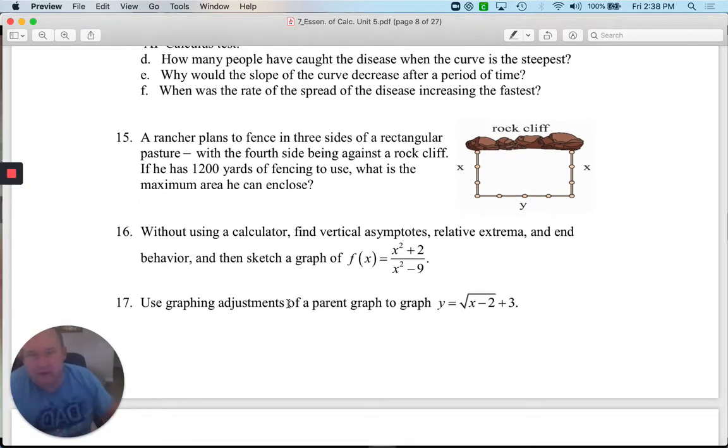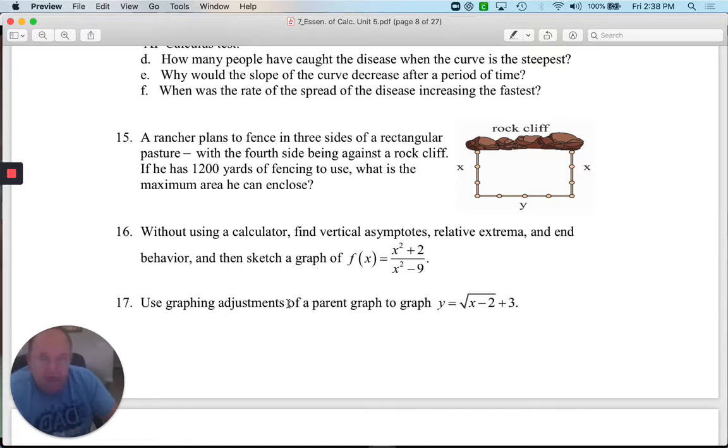Without using a calculator, find the vertical asymptotes, the extrema, and the end behavior. Then sketch it. So we have f of x equals (x squared plus 2) over (x squared minus 9). The vertical asymptotes are the zeros of the denominator, so positive and negative 3 are the vertical asymptotes. The end behavior, I'll write as a limit. That's the same as the horizontal asymptote.